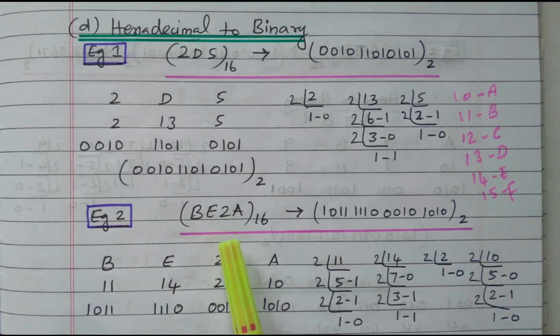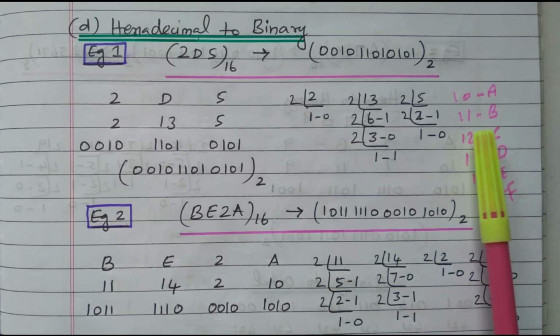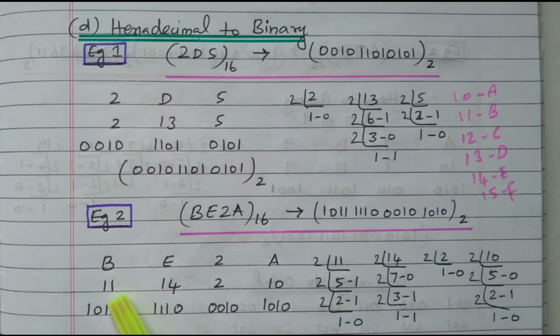BE2A. The given hexadecimal number is BE2A. That should be converted into a binary number. First, what we need to do is write the digits separately: B separately, E separately, 2 separately, and A separately. Right? What is the B value? B is nothing but, see here, B is nothing but 11.